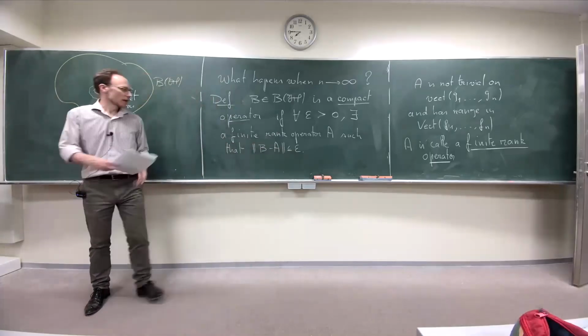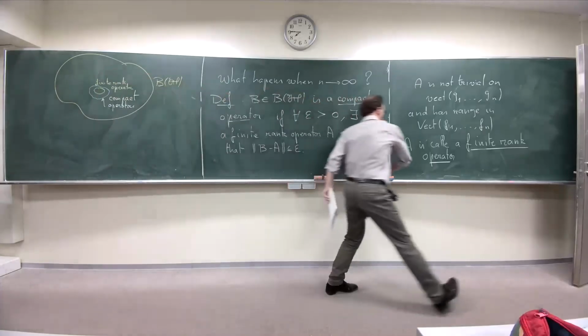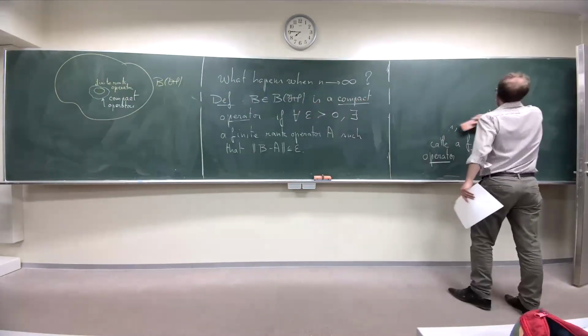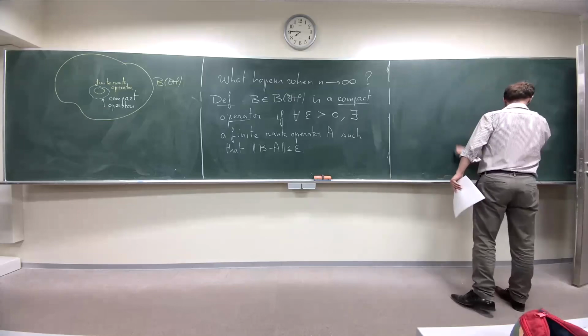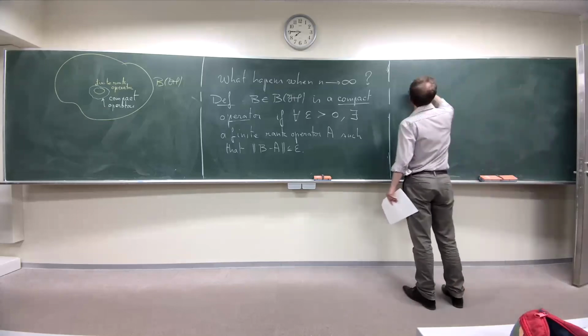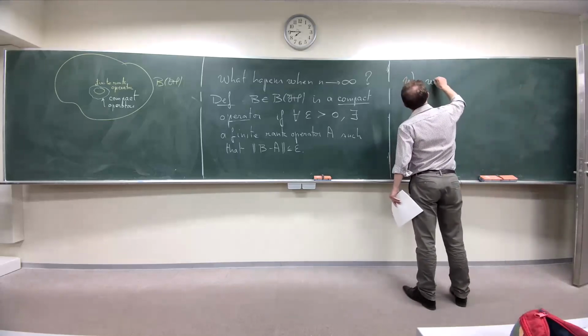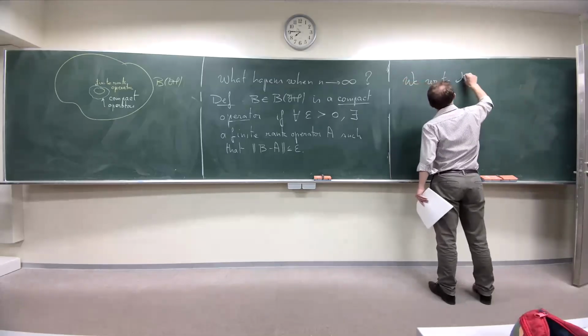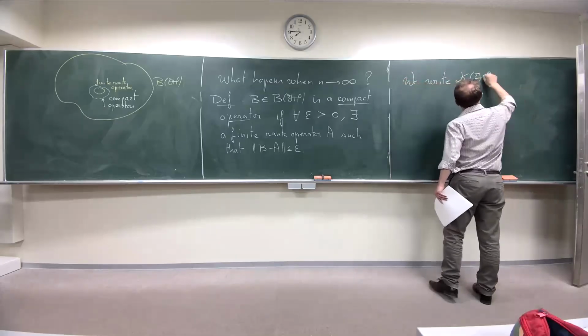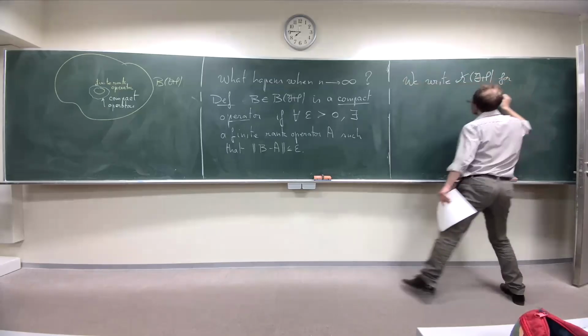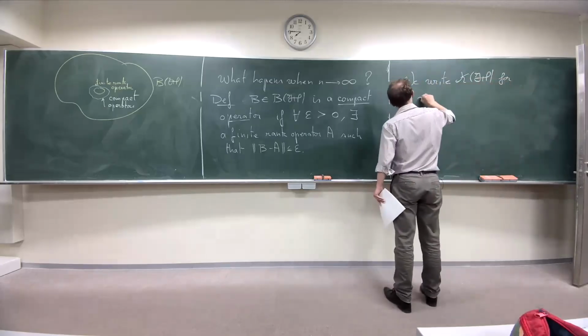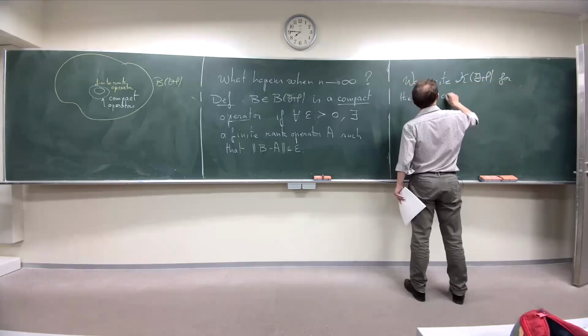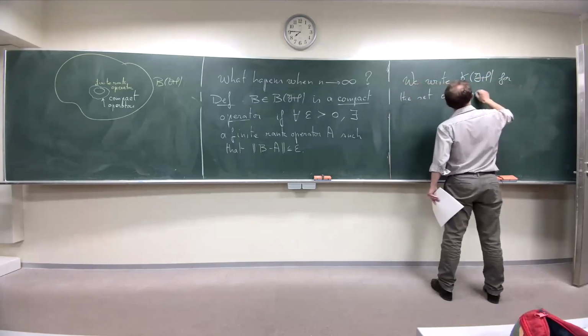This is a notion. And how do we denote this set of compact operators? There is a notation for this. We write K of H for this set of all compact operators.